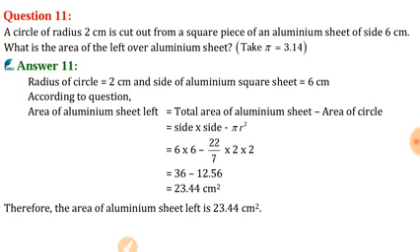Then question number 11. A circle of radius 2 centimeter is cut out from a square piece of an aluminium sheet of side 6 centimeter. What is the area of the leftover aluminium sheet? See here.